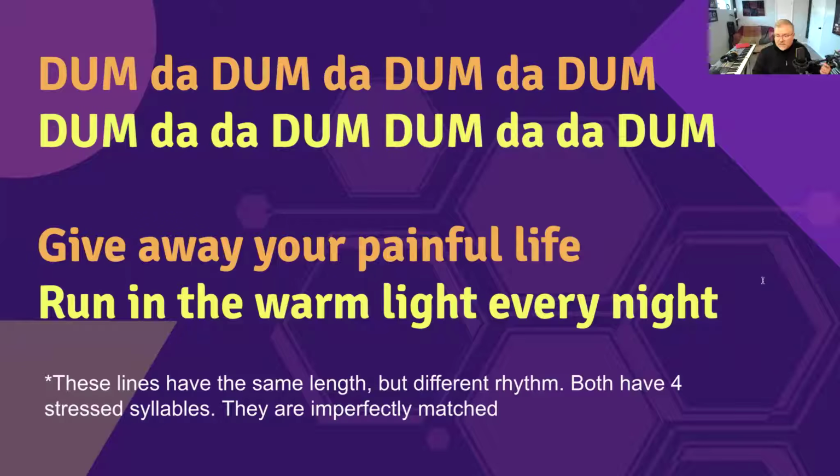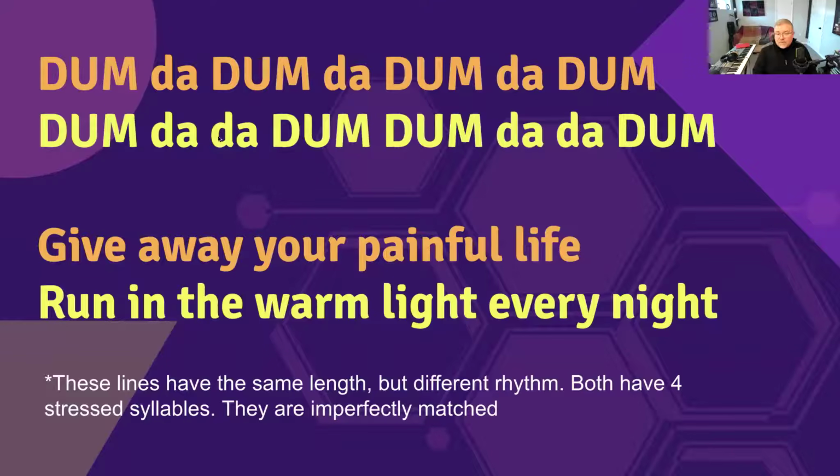Tony says it looks like imperfect has fewer stressed syllables, which could be good for him. No, they're the same, Tony. Each of these lines has 4 stressed syllables. You have give away your painful life: 1, 2, 3, 4. And then you have run in the warm light every night: 1, 2, 3, 4. So dum da da dum, dum da da dum.